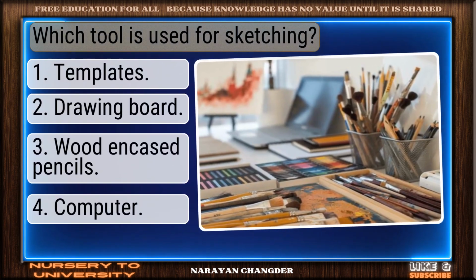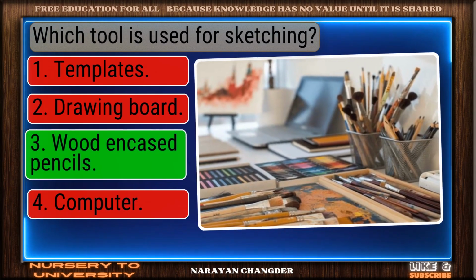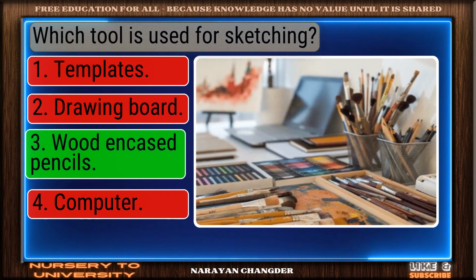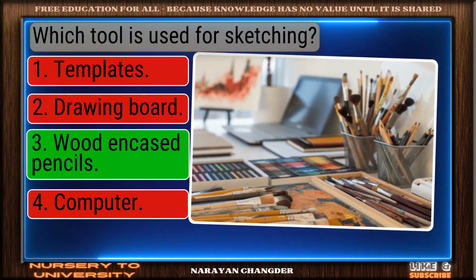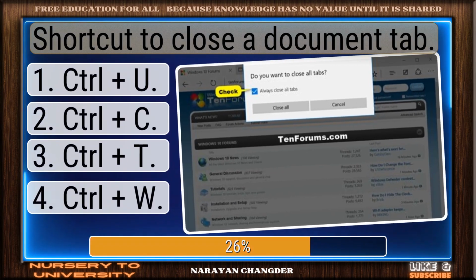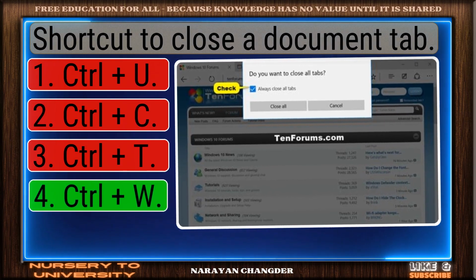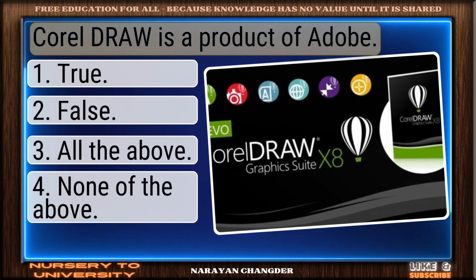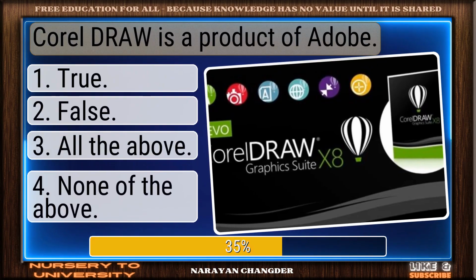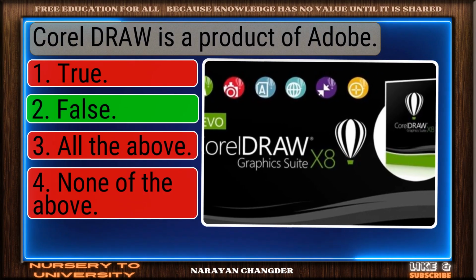Which tool is used for sketching? Smart move. Wood-encased pencils is accurate answer. Shortcut to close a document tab. Clear logic, Control plus W is sound. CorelDRAW is a product of Adobe. Right again. False is valid.